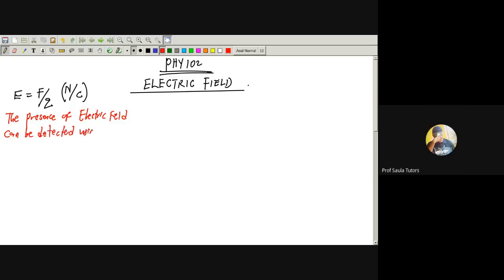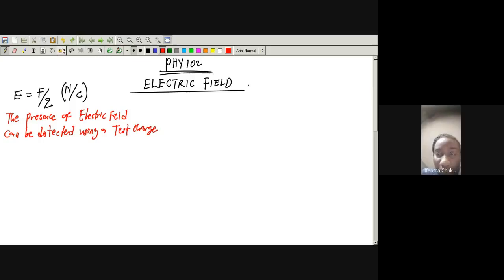a point charge. No, not point charge, test charge. What do I call it? Test charge. Exactly. From the name, test. The behavior of this test charge will make us know that electric field is present in this region. So we use a test charge to detect what? To detect electric field.